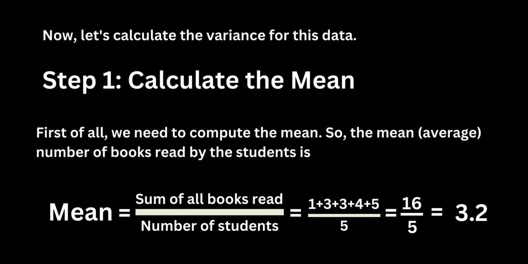Now let's calculate the variance of this data. Step 1. First of all, we need to compute the mean. So the mean, or average number of books read by the students, is the sum of all books read divided by the number of students, which is equal to 1 plus 3 plus 3 plus 4 plus 5 divided by 5, equal to 16 divided by 5, which is 3.2.